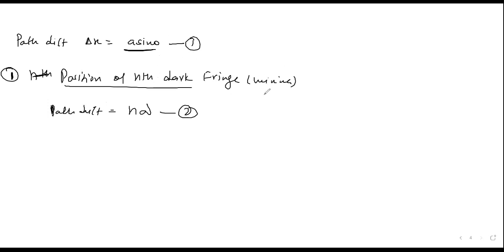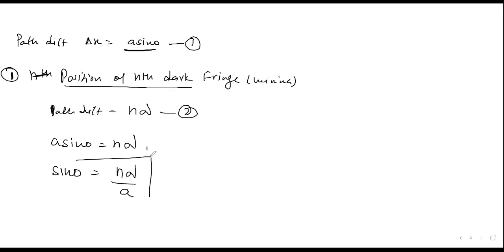Okay, if you equate these two equations, you see that A sine theta should be equal to n lambda, right? So from here you find the position of the nth dark fringe. So sine theta should be equal to n lambda by A. This is the angular position of the nth dark fringe, correct? Where n is obviously 1, 2, 3, 4.